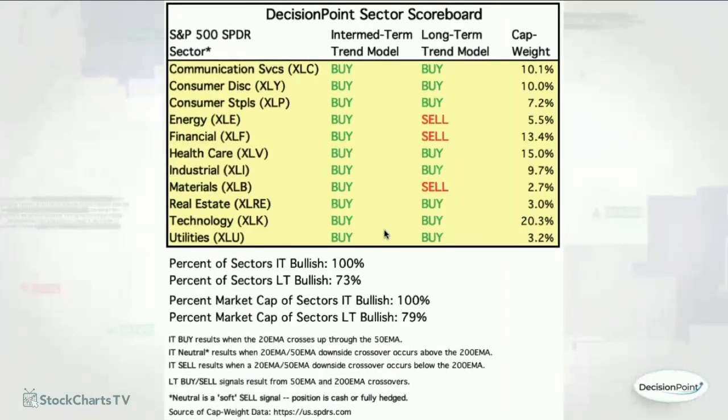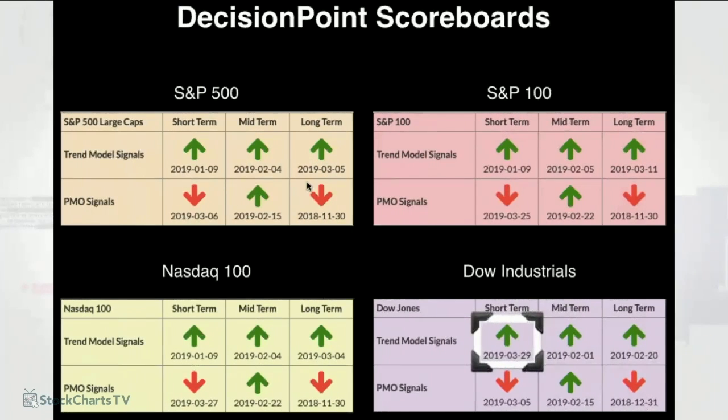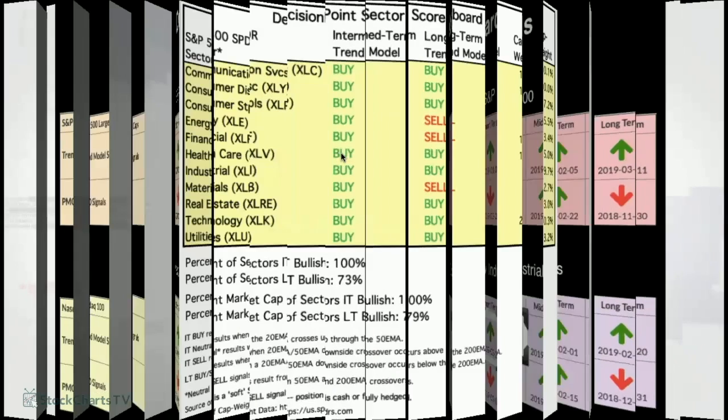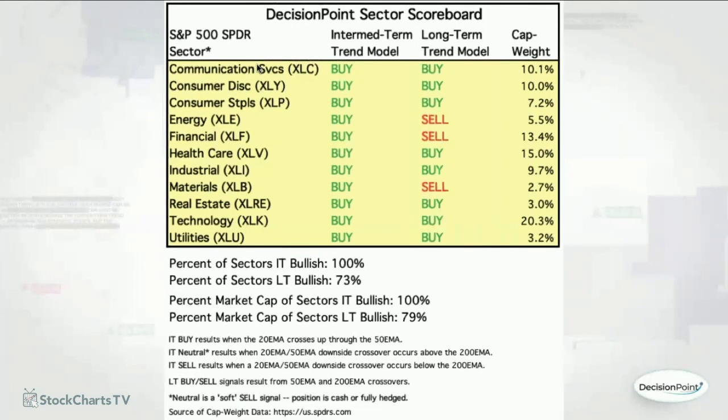All right, when we look at the Decision Point sector scoreboard, we're looking at the intermediate term trend model and the long-term trend model signals. So if I'm going to go back just to give you some context, that would be these two boxes right here, the intermediate term trend model and the long-term trend model. But we're looking at it just for our spider sectors.